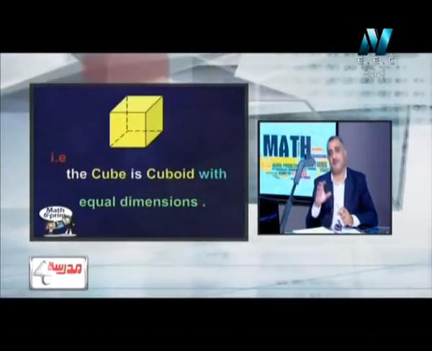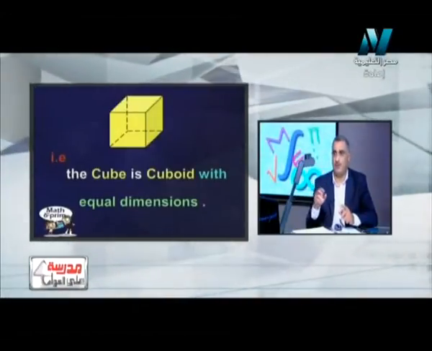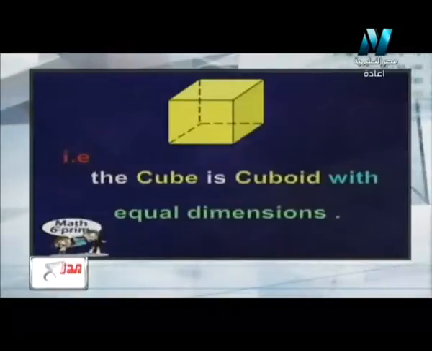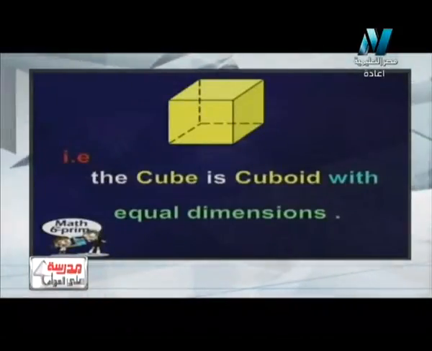The cube is a cuboid with equal dimensions. It's a very important statement. A cuboid has 3 different dimensions. What if the 3 dimensions are equal? Then it is not a cuboid anymore, it will be a cube. So if the dimensions of a cuboid are equal, then it's called a cube.